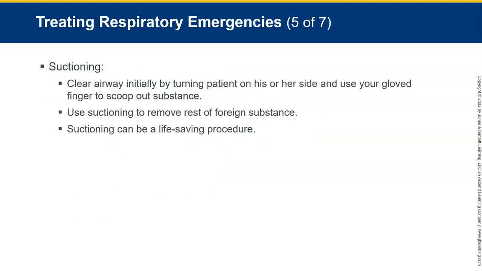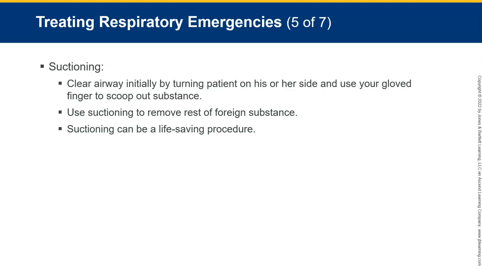Suctioning. So when a patient's airway is blocked by secretions, it might have some vomit or blood or whatever. You need to clear it initially by turning them on their side if you can, and then just use your gloved finger to scoop that stuff out. When you're talking about some type of substance, not just fluid, but something they were eating or whatever, you just try to get as much of that out.